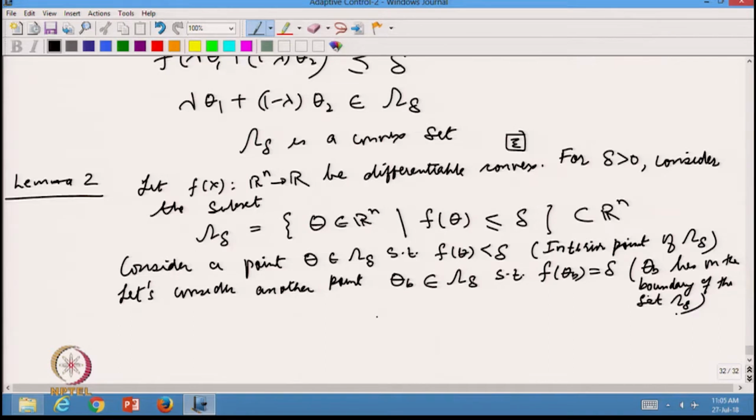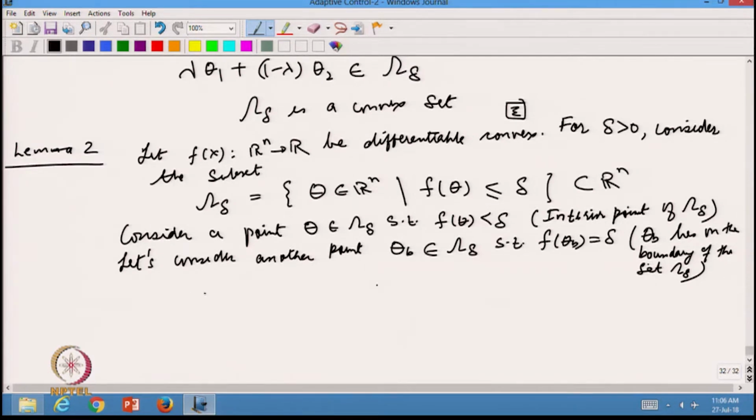Okay. So, what we have done is we have considered a convex differentiable function f, and we have constructed a convex set omega delta, and we have considered 2 points within that set. One is in the interior, so it cannot be on the boundary, and the other point theta b is on the boundary of the set. Okay. So, now we are making a statement. This lemma makes a claim, which is that theta minus theta b transpose gradient of f evaluated at theta b is less than or equal to 0.